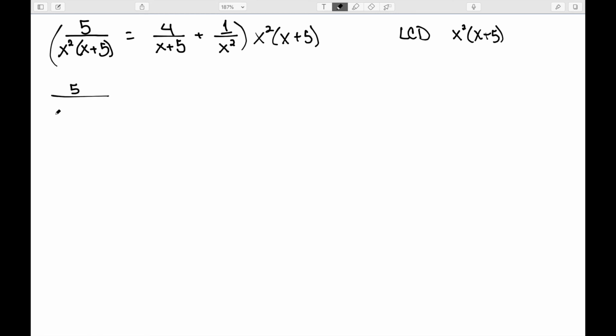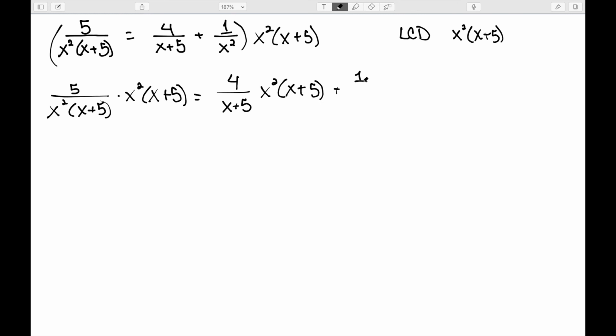So I have 5 over x squared times x plus 5 times x squared times x plus 5 is equal to 4 over x plus 5 times x squared times x plus 5 plus 1 over x squared times x squared times x plus 5. Here my x squareds cancel and the x plus 5s cancel. I'm left with a 5. Here the x plus 5s cancel. I'm left with 4x squared. And over here my x squareds cancel. I'm left with x plus 5.